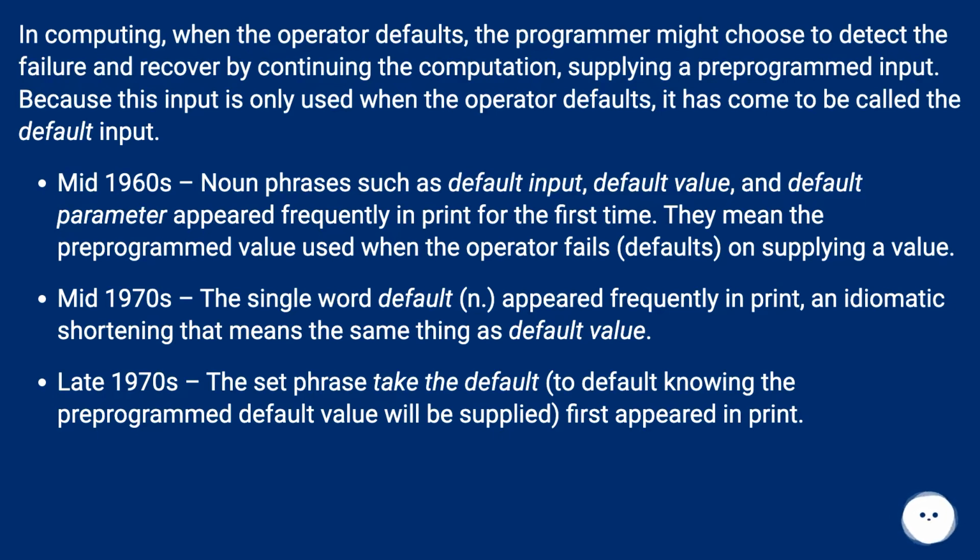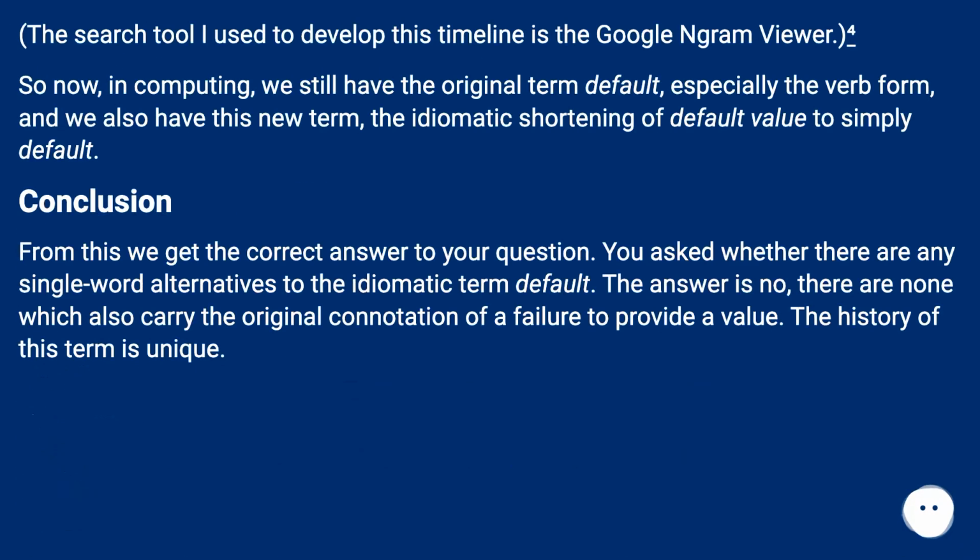Mid-1970s, the single word default, noun, appeared frequently in print, an idiomatic shortening that means the same thing as default value. Late 1970s, the set phrase "take the default", to default knowing the pre-programmed default value will be supplied, first appeared in print. The search tool I used to develop this timeline is the Google Ngram Viewer.